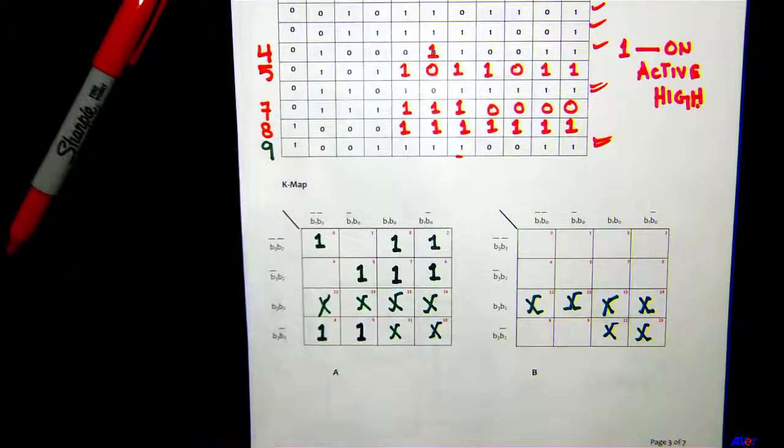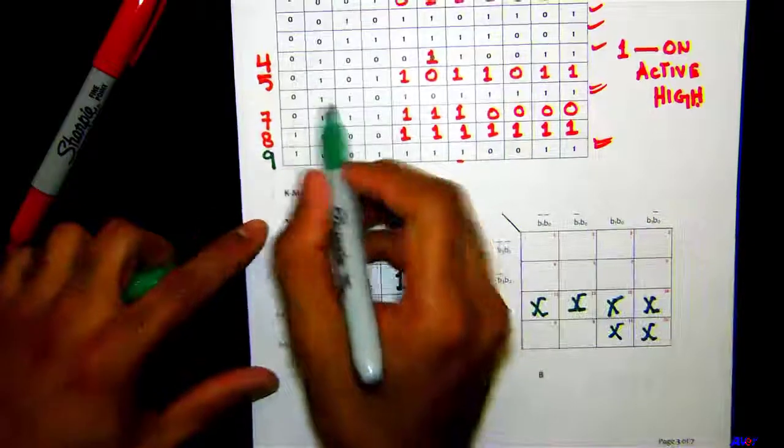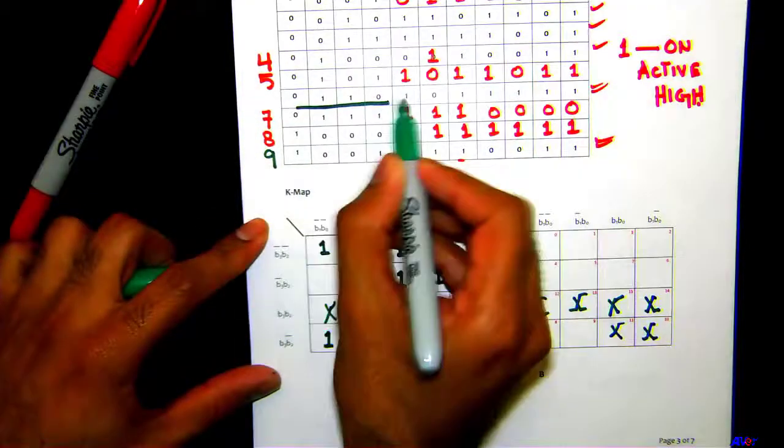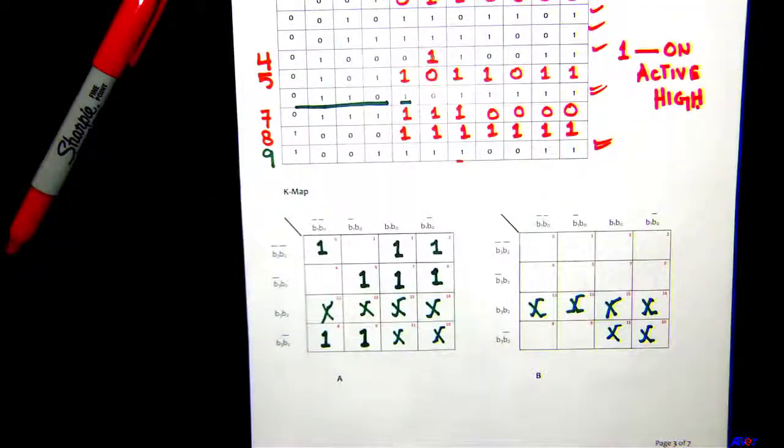Okay, all right, folks. 6 is 1 too, yeah. 110 is 1, correct? Yeah. All right. Do the minterms look okay in my K-map? Looks okay. All right, what would you do?